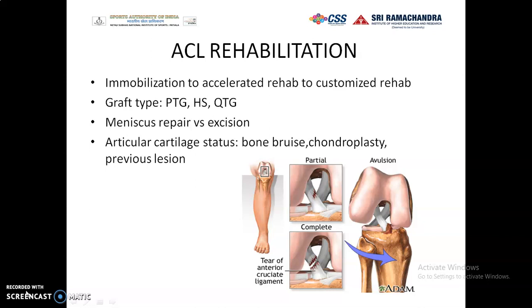So we were talking about ACL rehabilitation. Here I would like to talk about what needs to be done. Already I've discussed the graft type. It's purely a surgeon's choice, whether they are going to harvest the quadriceps tendon, the patellar tendon graft, or the hamstrings, especially the STG, semitendinosus and gracilis, or whether they are going to do it along with a meniscal repair or excision, or whether there is any bone bruise, chondroplasty, or any previous lesions.